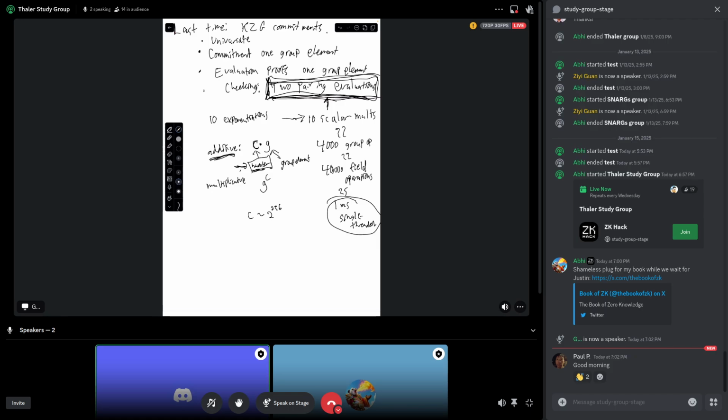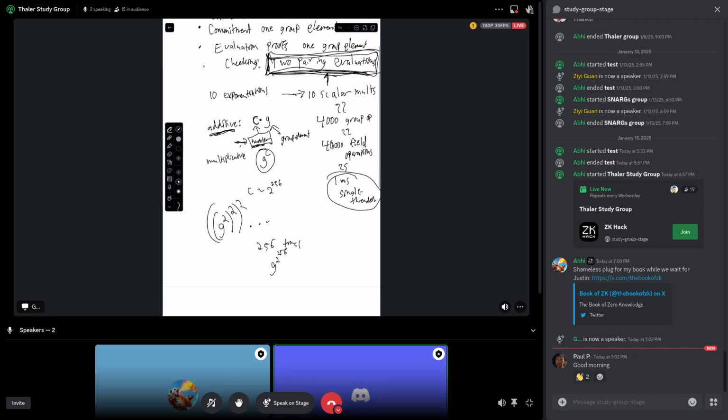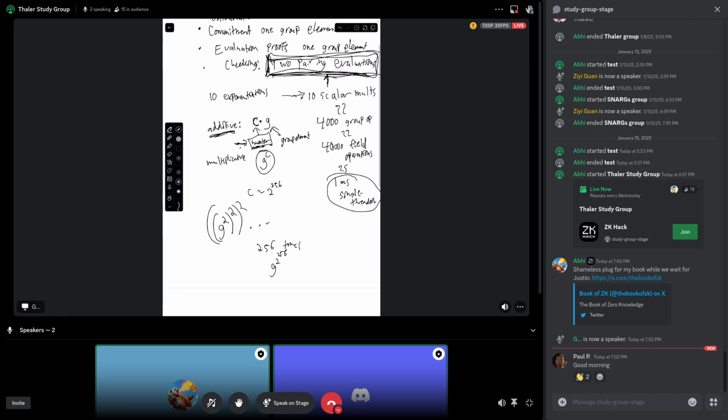So you're exactly right. The way you would compute G to the C is some kind of repeated squaring. Imagine C was literally 2 to the 256. You compute G to the C by squaring G, then squaring that, and then squaring that. You'd have to do that 256 times before you computed G to the 2 to the 256. So it takes some getting used to, how expensive these operations are. But this is a quick summary.